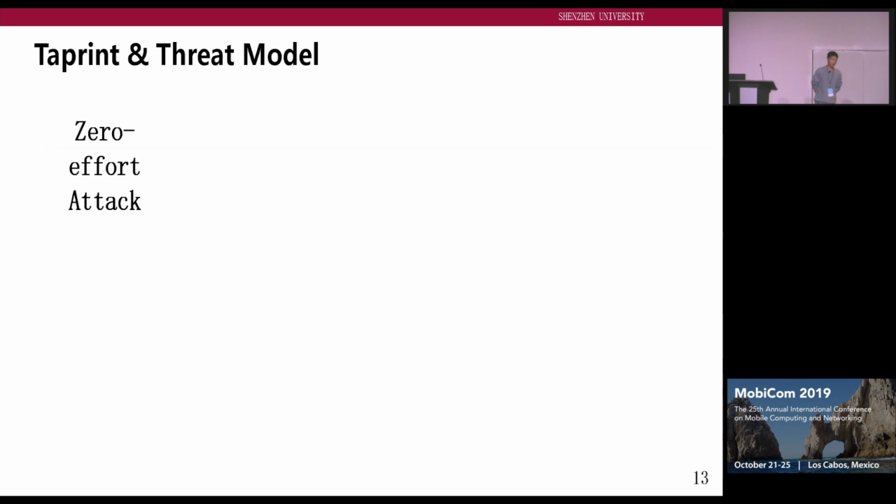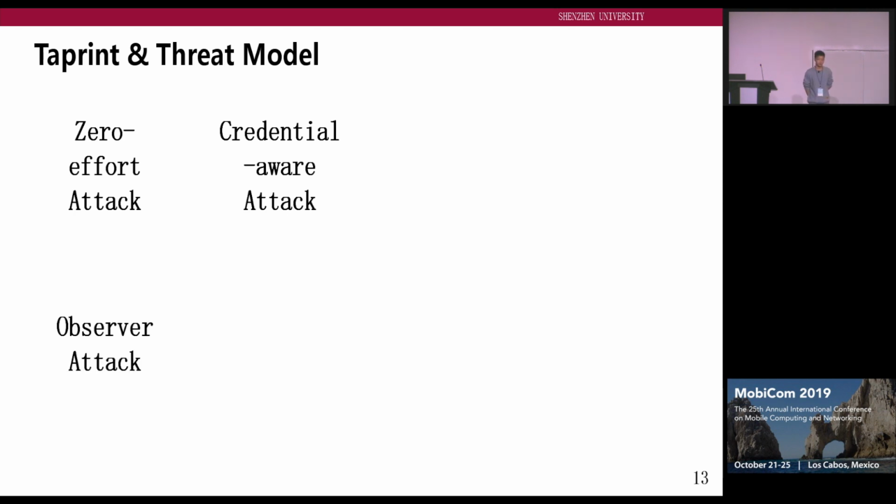Here, I designed 4 kinds of threat model. The first one is the zero effect attack. It means that attackers don't know the password and just try to unlock your smartwatch screen, try to access your smartwatch. And the second one, credential-aware attack. The attackers know your password and try to access your smartwatch.